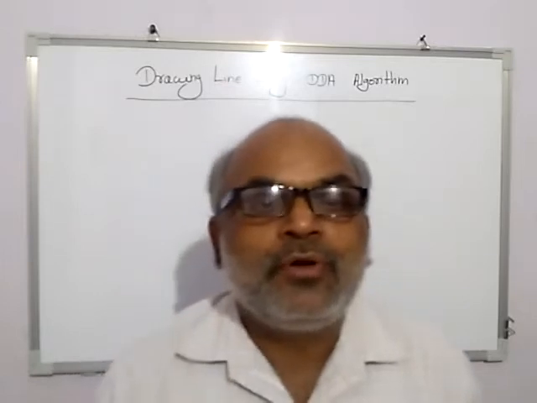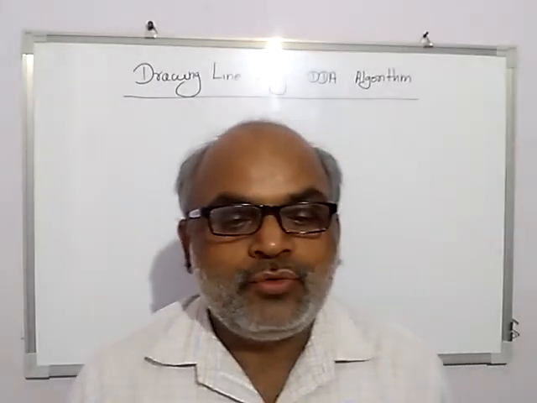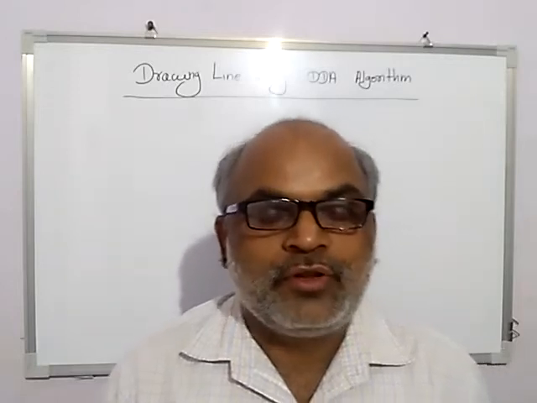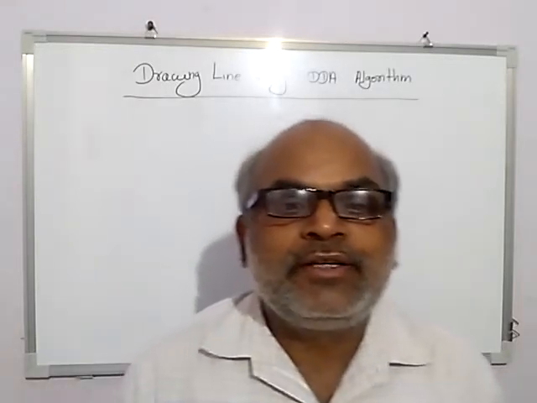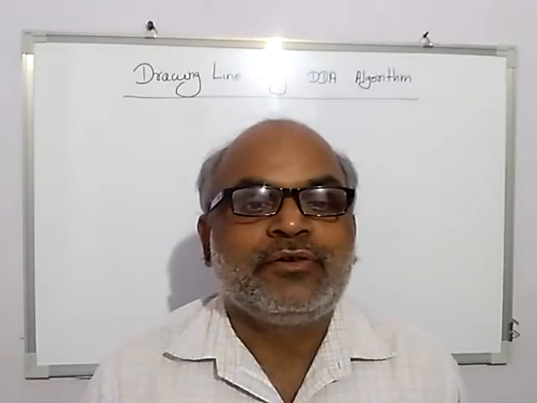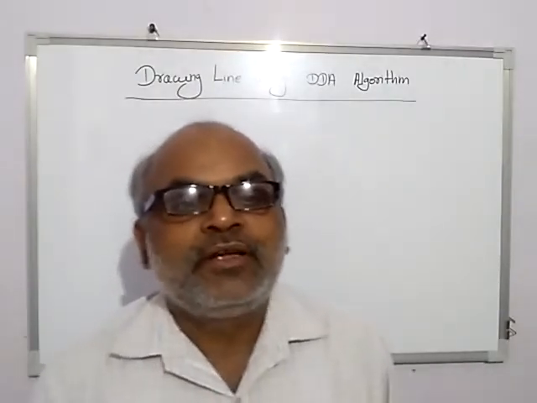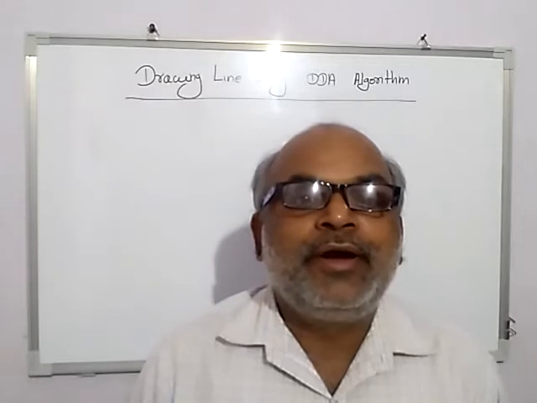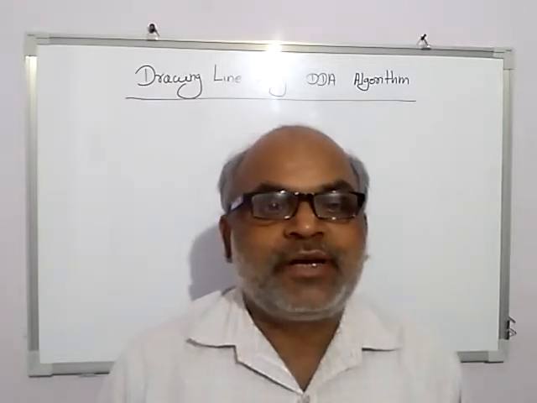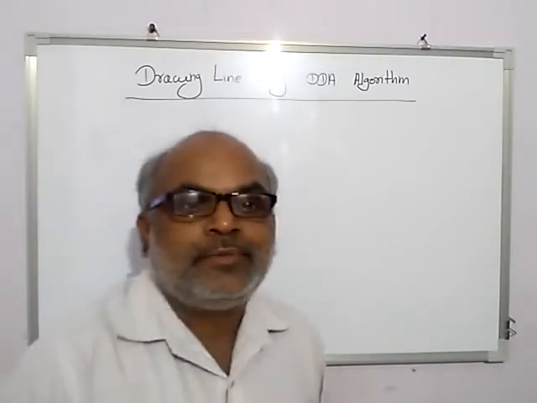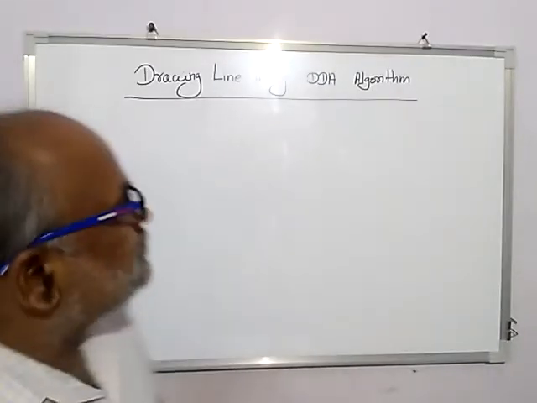In this video, I am going to explain how to draw a line using the DDA line drawing algorithm. DDA stands for Digital Differential Analyzer. By using the DDA algorithm, we will see how to generate points if the starting point and ending point of a straight line are given. So what are the steps I will discuss?